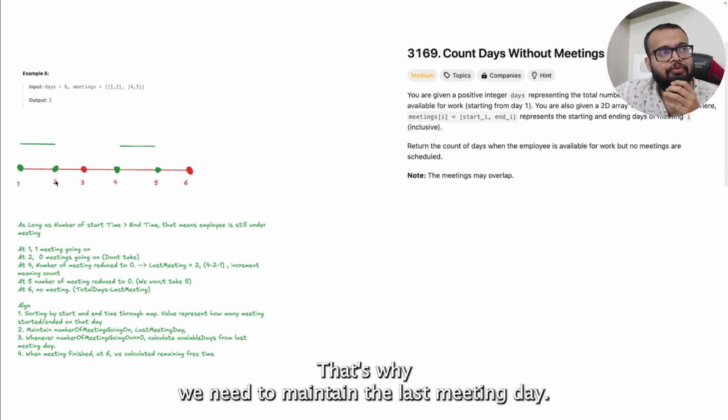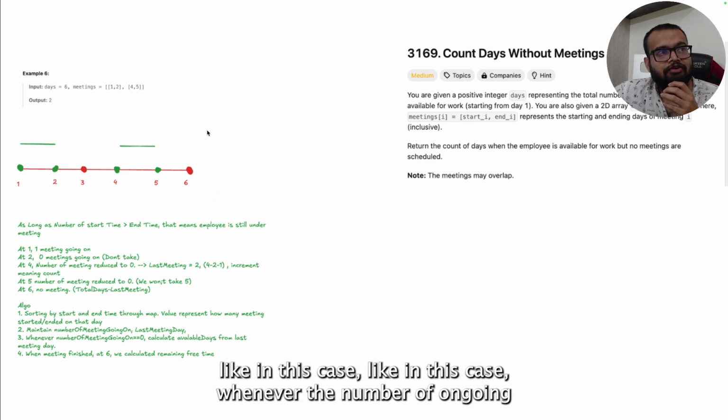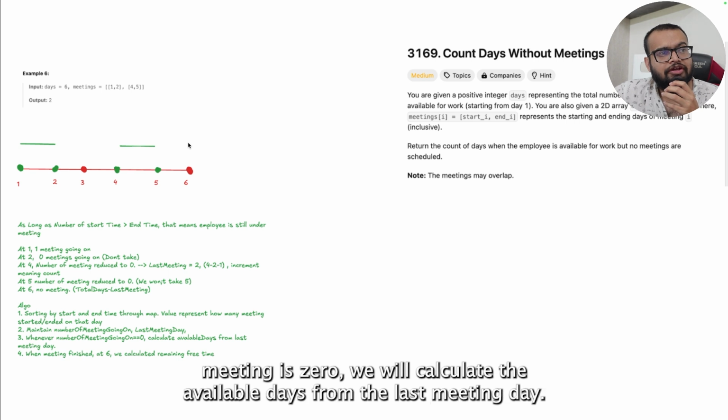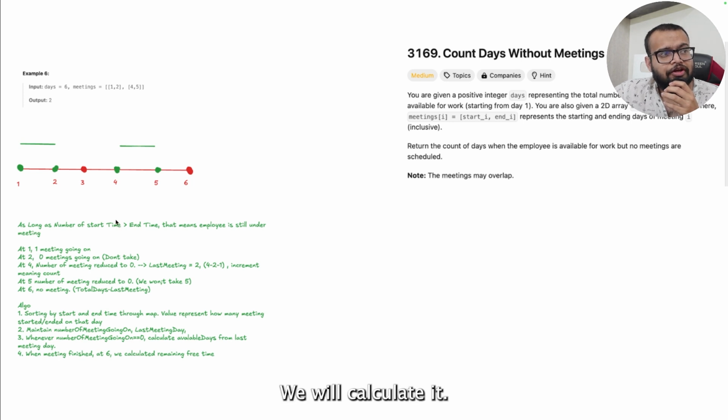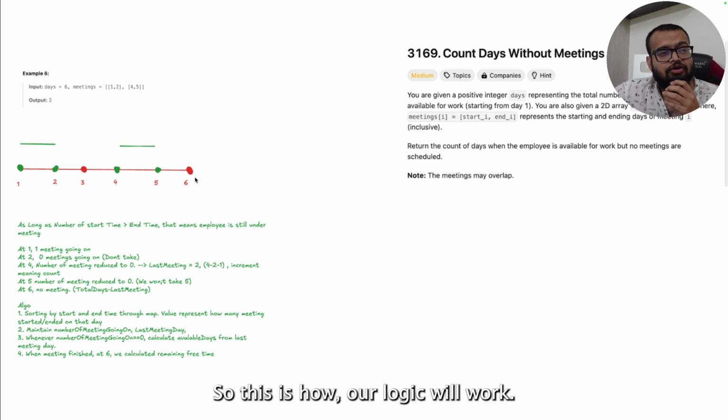Okay, that's why we need to maintain the last meeting day. Whenever the number of ongoing meetings is 0, like in this case, we will calculate the available days from the last meeting day. We will calculate it, and when the meeting is finished, we will calculate the remaining free time. So this is how our logic will work.